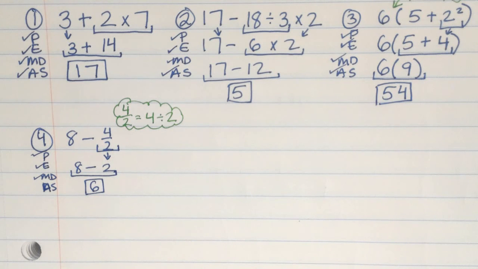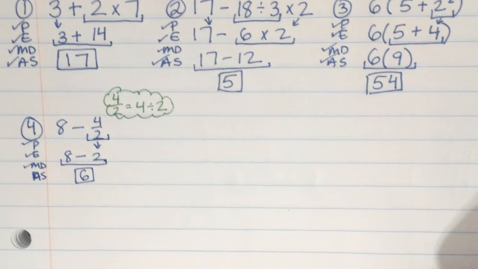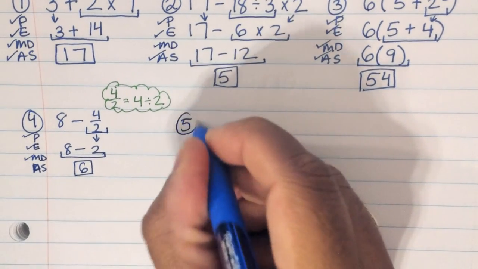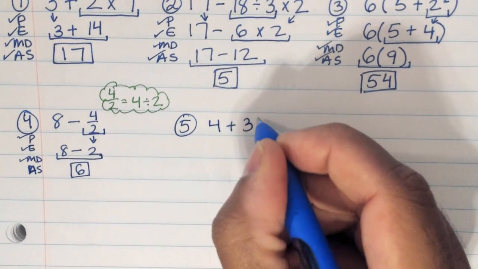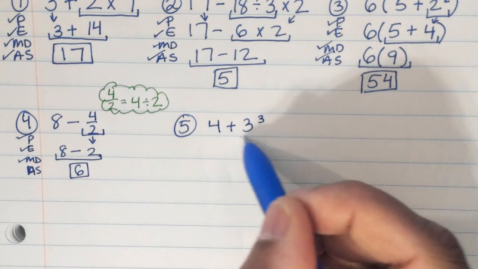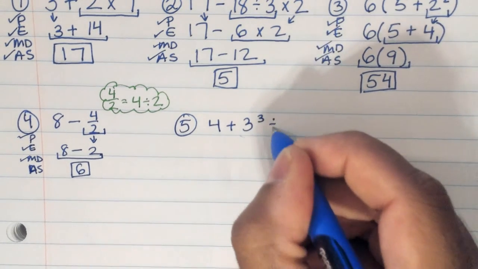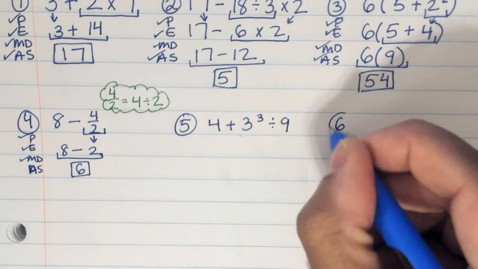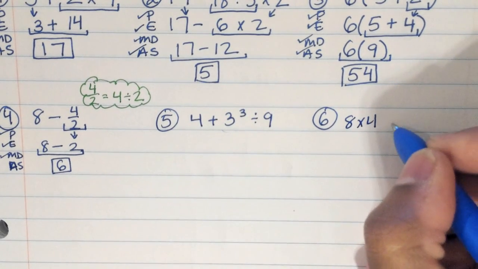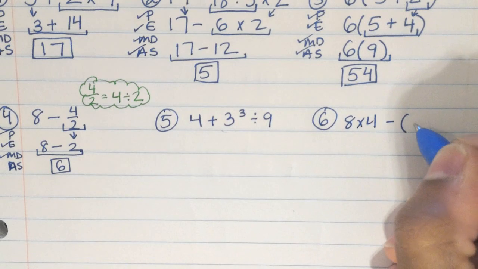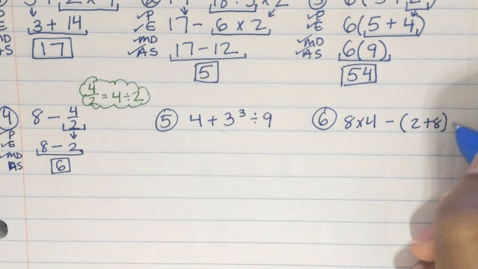Questions? Okay. I'm going to write down two questions for you. I'm going to give you about 4 minutes to solve those, and then we're going to do our exit ticket. So number 5, I want you to do by yourself. 4 plus 3 to the power of 3. I'm going to tell you right now, don't say that's 9. 3 to the power of 3 is not equal to 9. So I'm going to say that again. Make sure you go back and look at your notes from yesterday if you need to. Then the last one, 8 times 4 minus parentheses 2 plus 8 parentheses divide by 2.